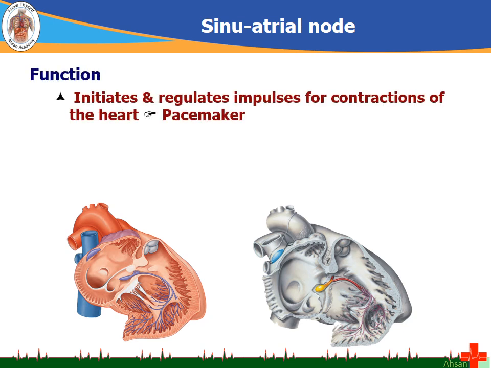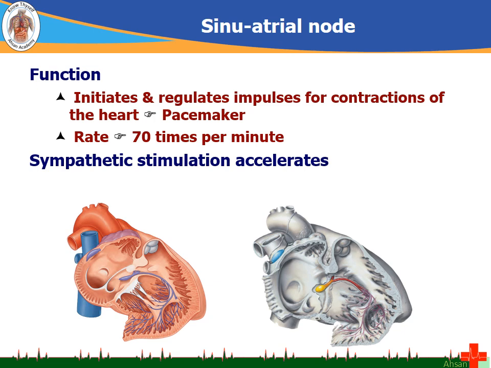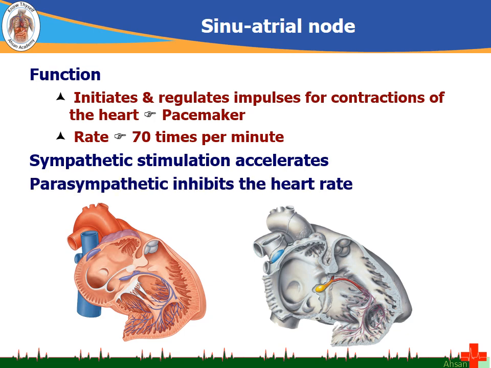The SA node initiates and regulates the impulse of contraction of the heart, so it is known as the pacemaker. As its rate is highest, about 70 times per minute, it supersedes all other impulse rates, so it dominates over the other parts of the conducting system. Sympathetic stimulation accelerates the rate of generation, and parasympathetic inhibits this rate.